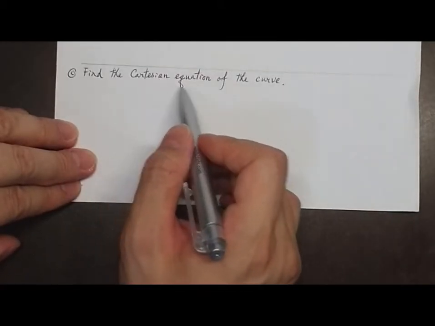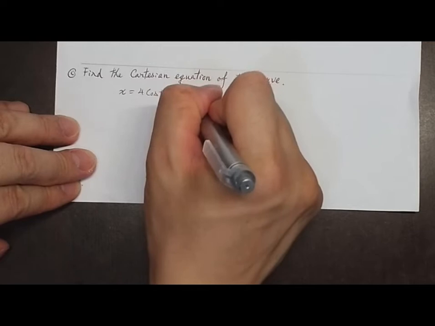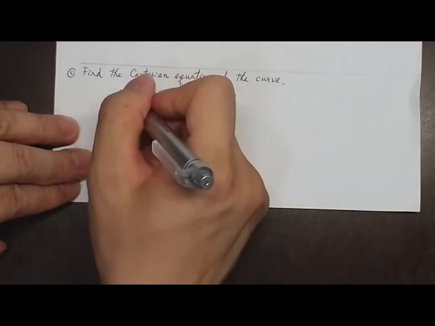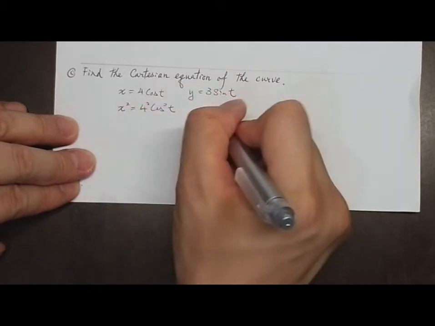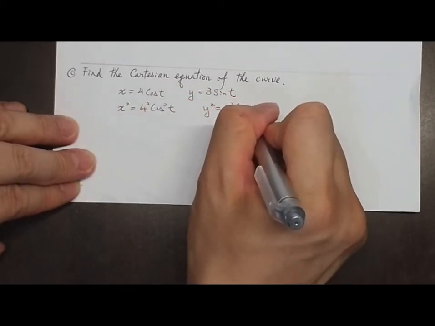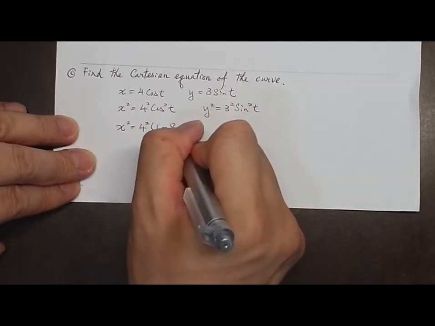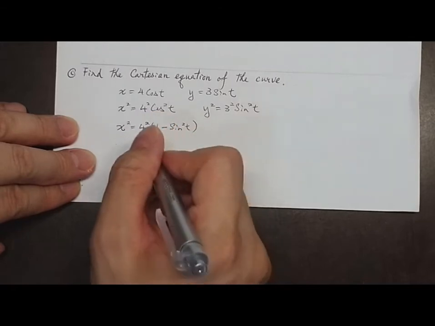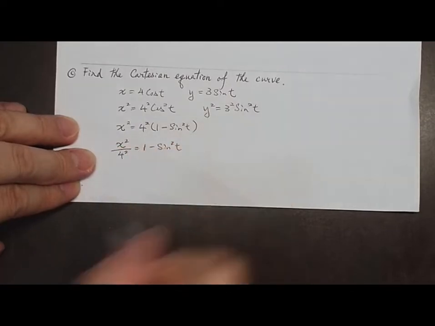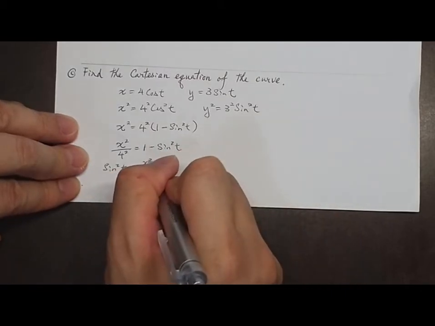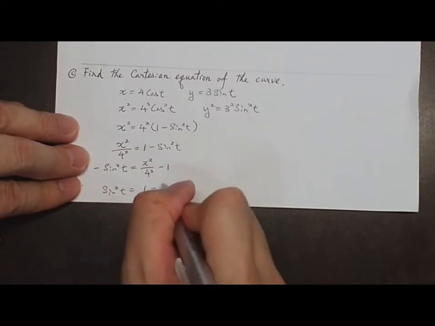Finally, part C, find the Cartesian equation of the curve. So we have x equal to 4 cosine t and y equal to 3 sine t. We take the square of it. We get x squared equal to 4 squared cosine squared t, and y squared is equal to 3 squared sine squared t. And we get x squared equal to 4 squared multiplied by 1 minus sine squared t. We divide by 4 squared. So x squared divided by 4 squared is equal to 1 minus sine squared t, and sine squared t is equal to 1 minus x squared over 4 squared.